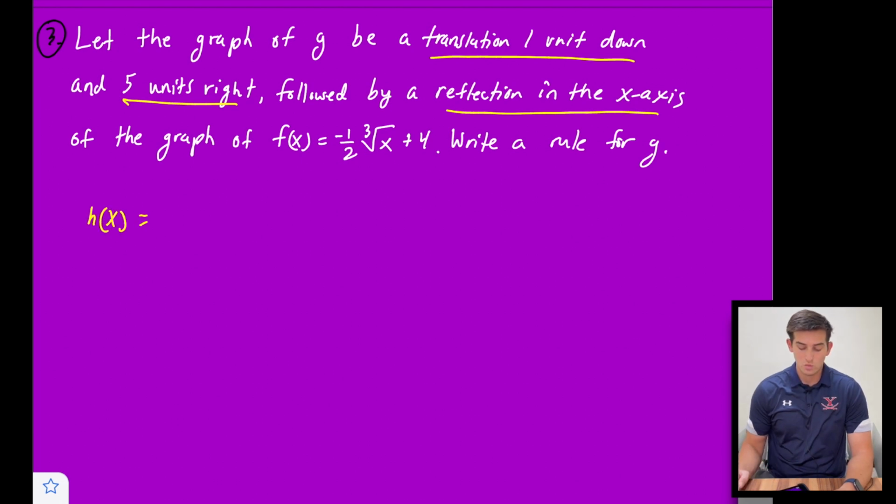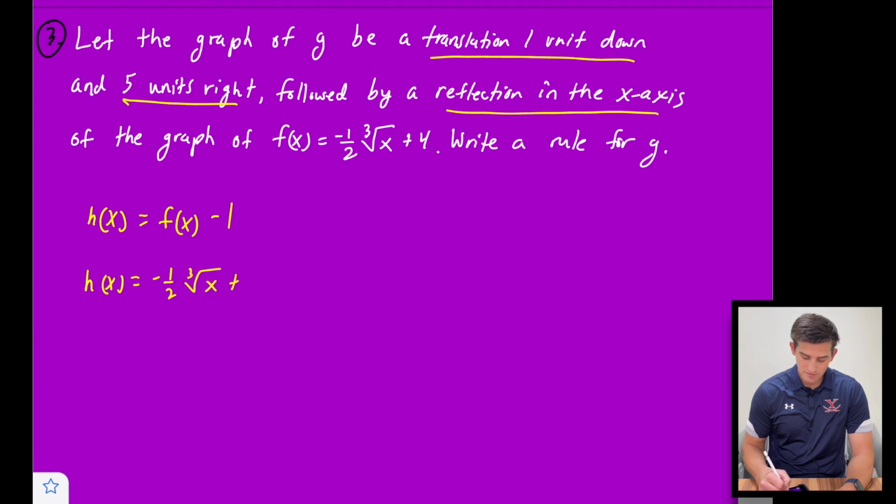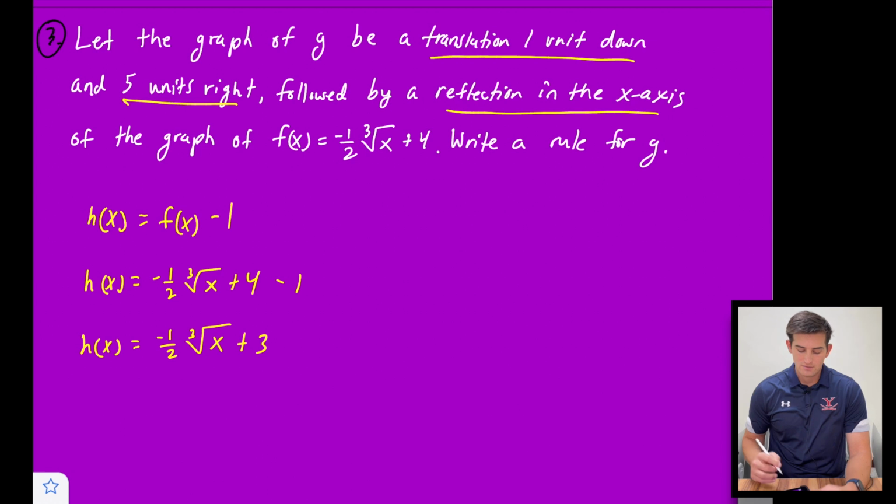And we're going to go 1 unit down. So this is just going to be f of x minus 1, okay? So now we can say h of x is equal to, and we have negative 1/2 times the cube root of x plus 4, and then minus 1 at the end. So now once we simplify that, we'll have negative 1/2 times the cube root of x, and then plus 4 minus 1 would be plus 3. Okay, so that was our transformation 1 unit down.